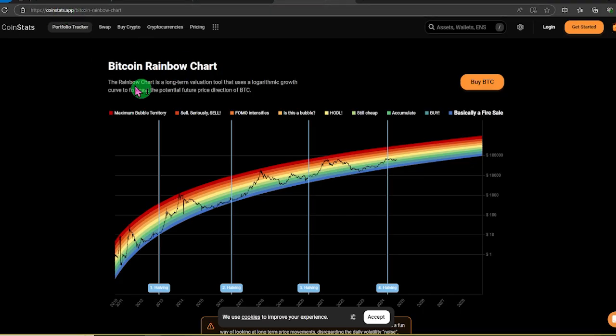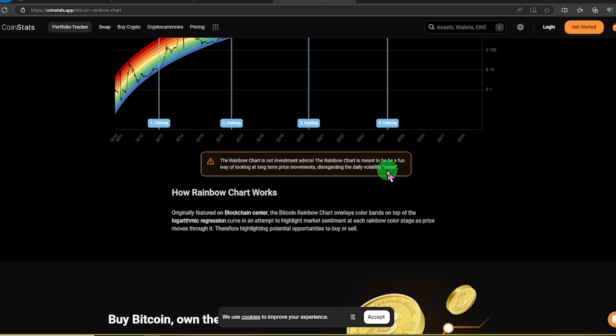The last one is coinstats.app, and again, this is also a rainbow chart. Pretty similar to the previous websites.